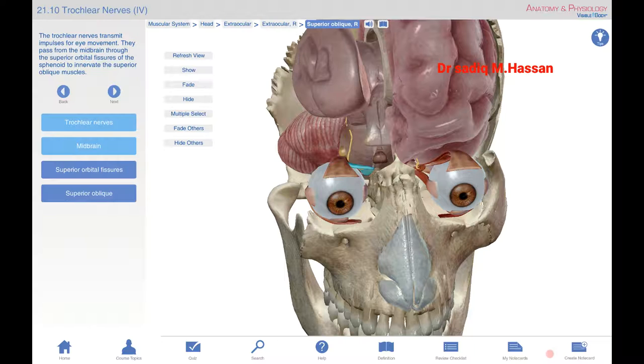So this is the midbrain again. And as we see, the trochlear nerve goes into the midbrain and exits through the superior orbital fissure and supplies what we call the superior oblique muscle. So let us move next.